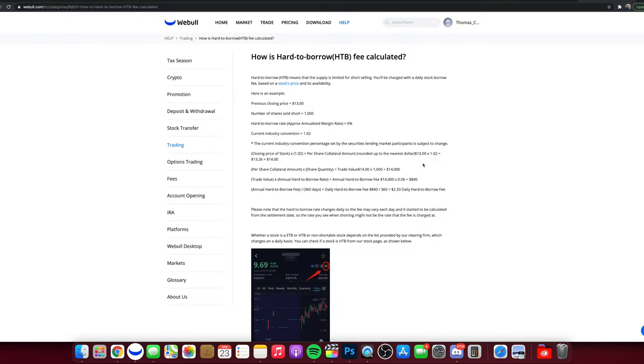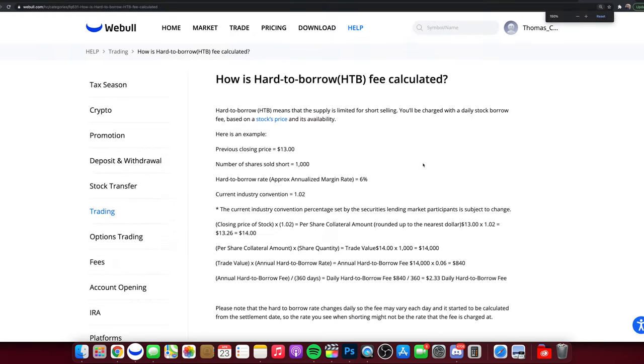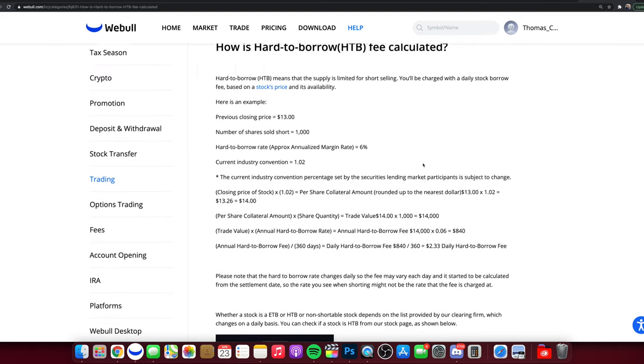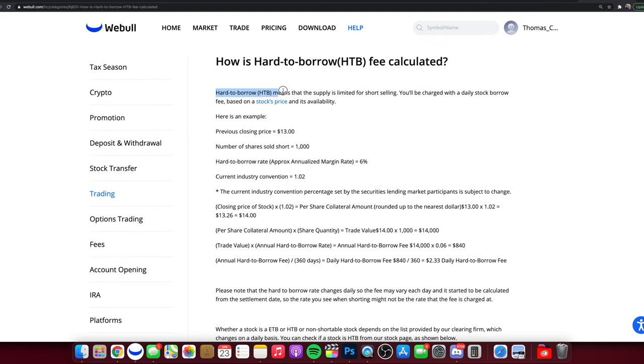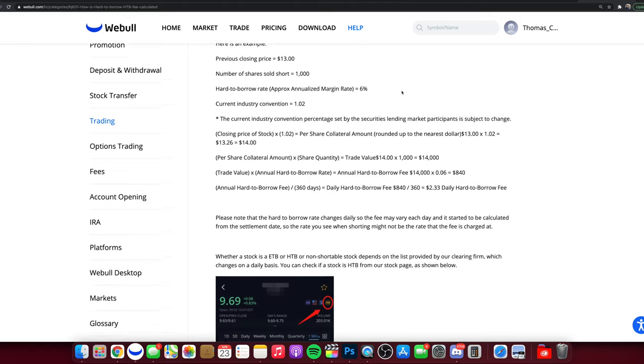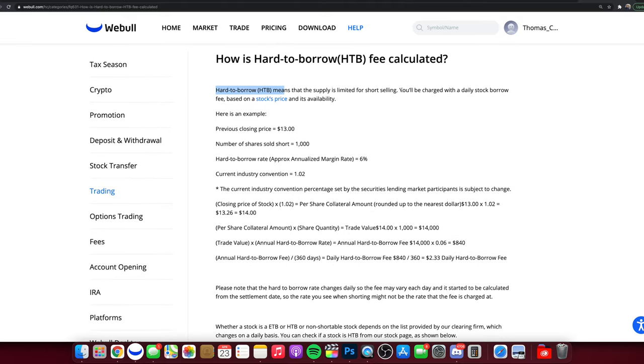Now, if you dive into this right here, we're going to go through this calculation so you guys can understand how this works as easy as possible. So if you see the HTB, hard to borrow, when you're going to short sell a stock, that's going to tell you, oh, there's going to be a fee here. Let's make sure we know how much this fee is before we do it.